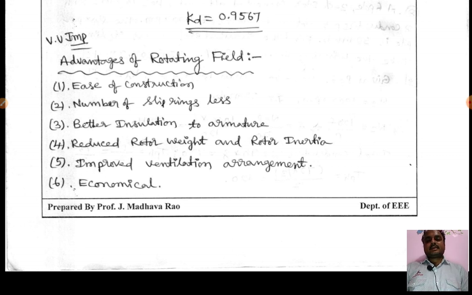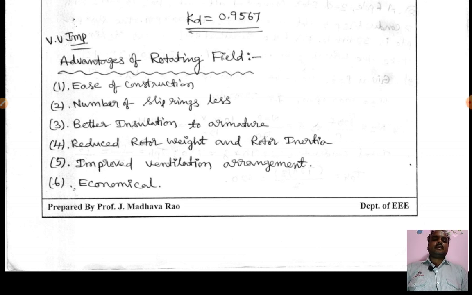One is easy construction, number of slip rings are less. So since rotating field is required only 2. Suppose armature winding rotates means we need 3. So the number of slip rings required is less, and better insulation to armature. So since it is stationary, that's why we can give better insulation. Reduced rotor weight and rotor inertia.